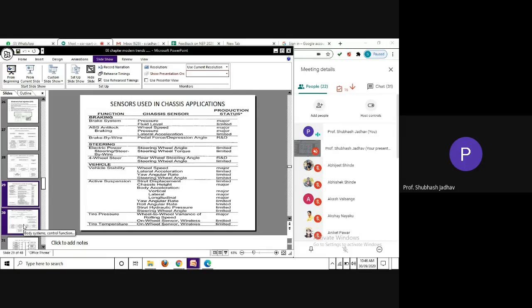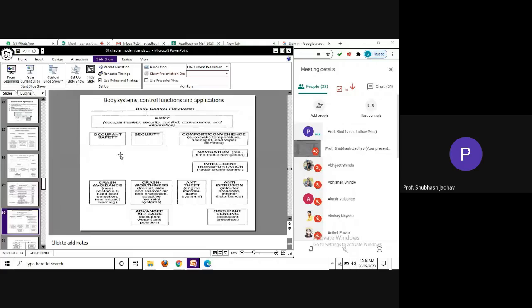So you can see, just see the list. Body related functions: crash avoidance, crashworthiness, advanced airbags, anti-theft, anti-intrusion, occupant sensors. So these are the modern systems. You can just think of this many systems wherein everything will require one ECU, so many sensors and some actuators, and your role as a mechanical engineer will now be to understand this electronics part, because you cannot remain purely mechanical now.